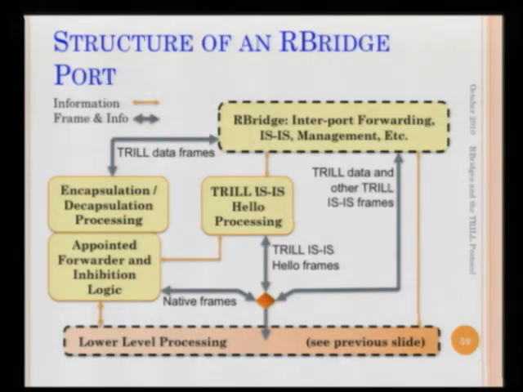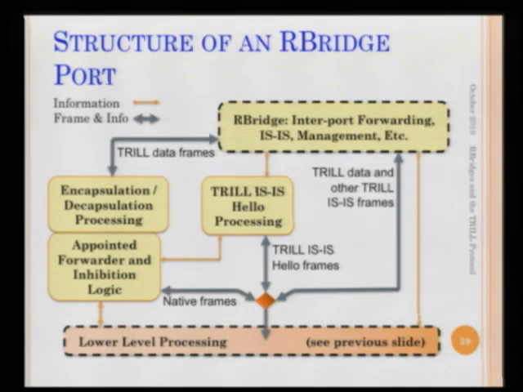So we have TRILL data frames coming in. They go on up the right side, and then you decide what to do with them. Forward them to maybe a different port at the same switch, or whatever. And TRILL ISIS frames like link state PDUs and link state sequence number PDUs and things like that, they all go up the right side and are handled up there.